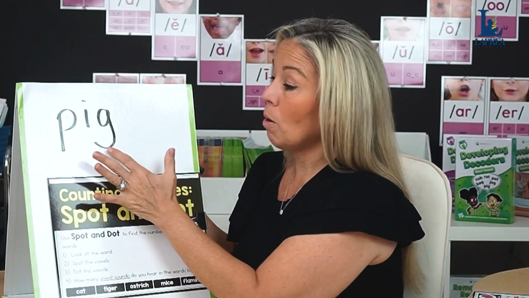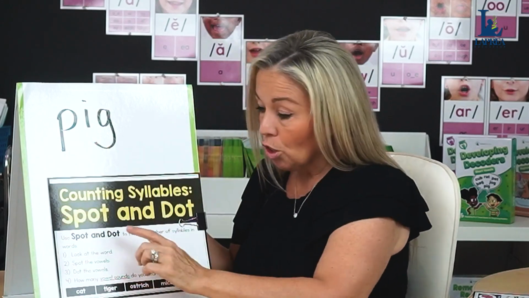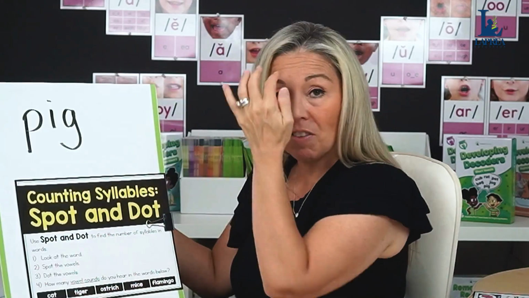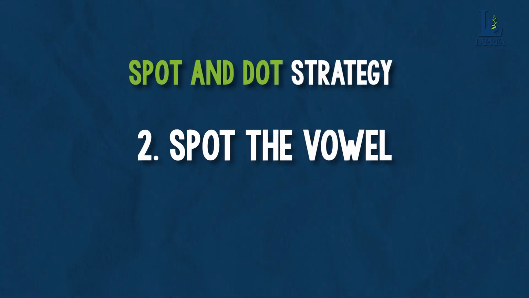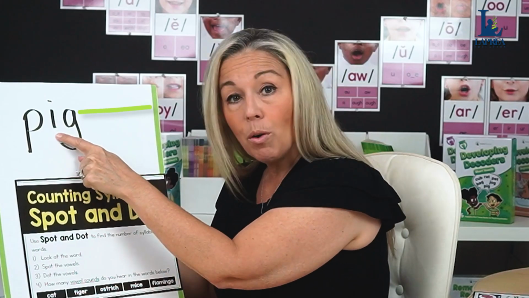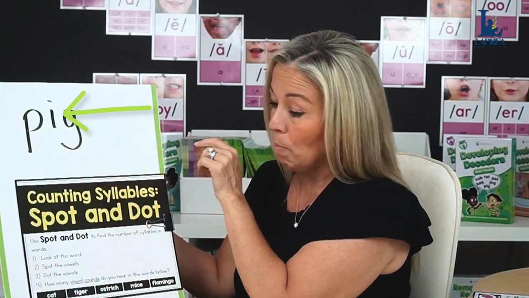So here we have the word pig. That's the word. We look at the word. That's the first part of this activity. We look at the word, then we spot the vowel. Where's the vowel? We spot it. So the vowel is I in this particular word, pig.